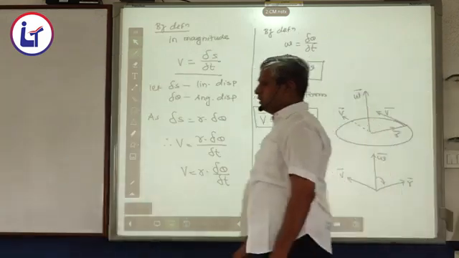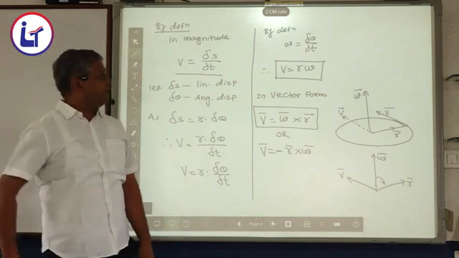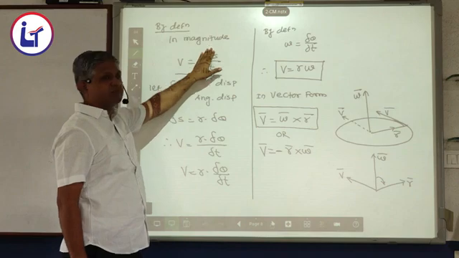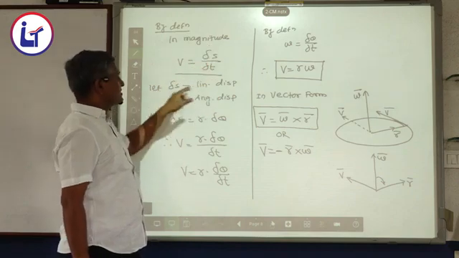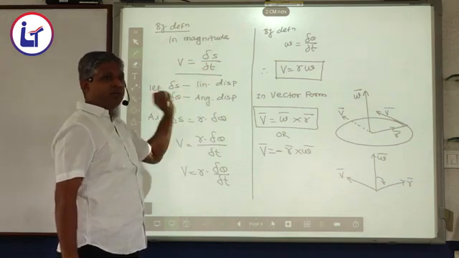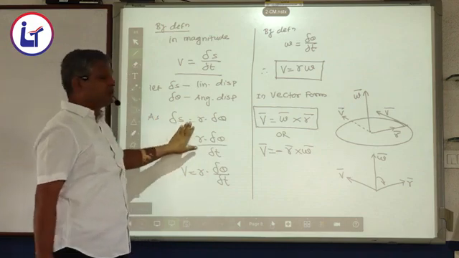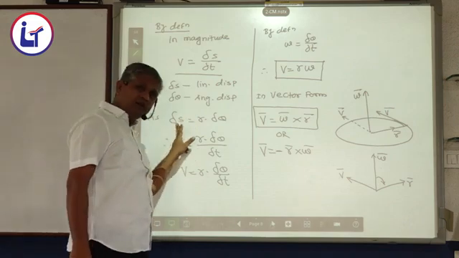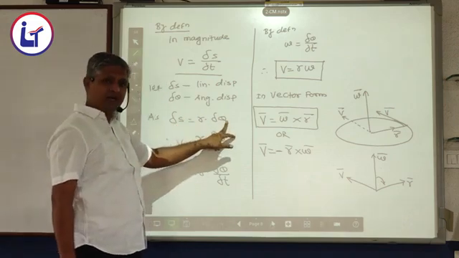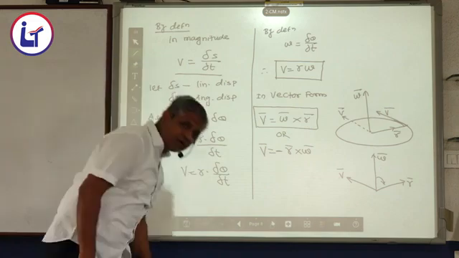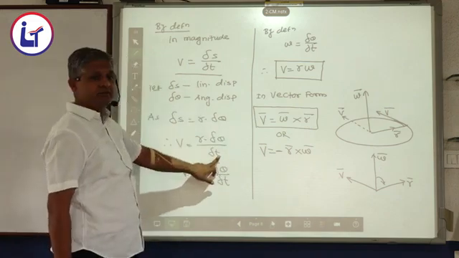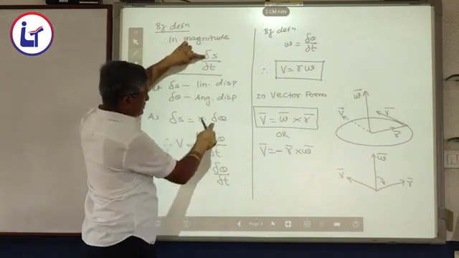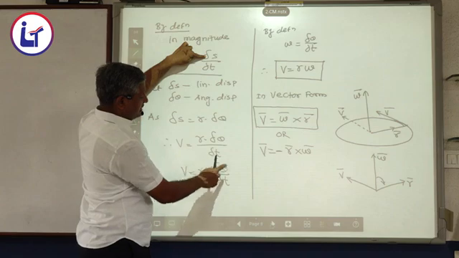Relation between the linear and angular velocity. A very simple relation. By definition, linear velocity is linear displacement per unit time. Delta S is the linear displacement, delta theta is the angular displacement. We know the relation between the length of arc and the angle subtended: length of arc delta S, angle subtended delta theta. Then V equal to what? We just replace delta S by R into delta theta. So V equal to R into delta theta upon delta t.